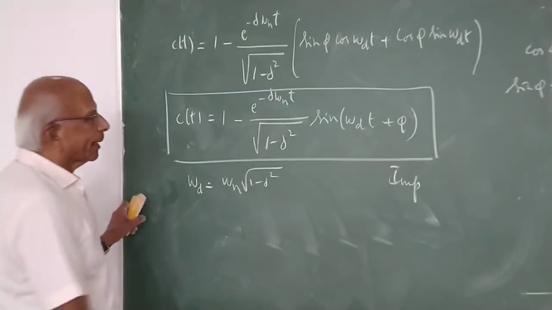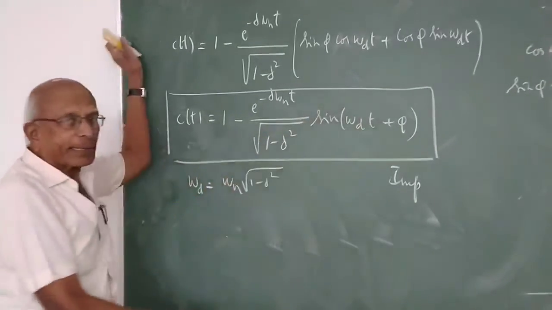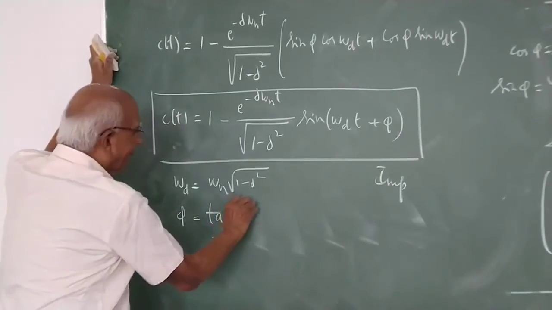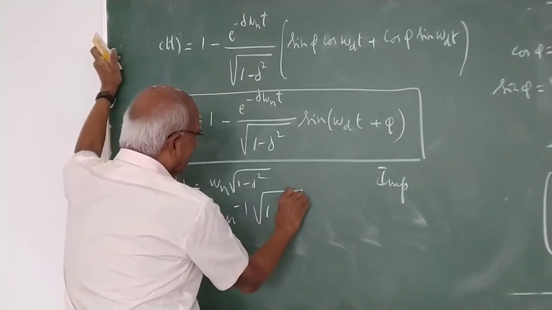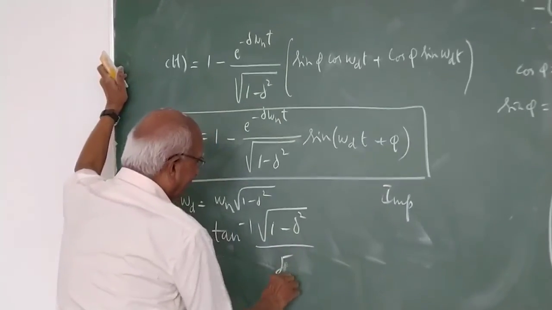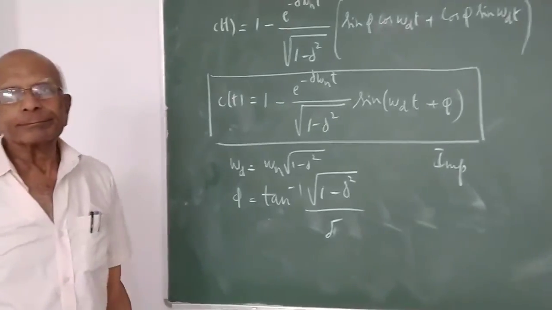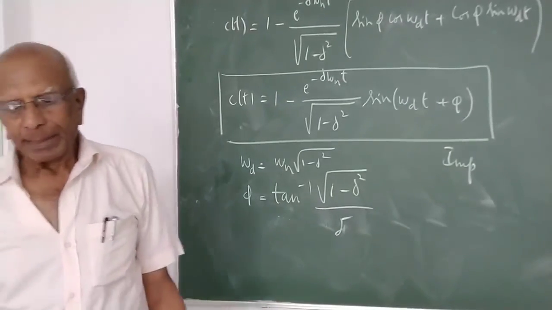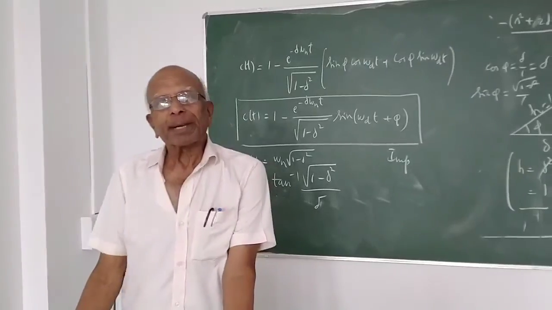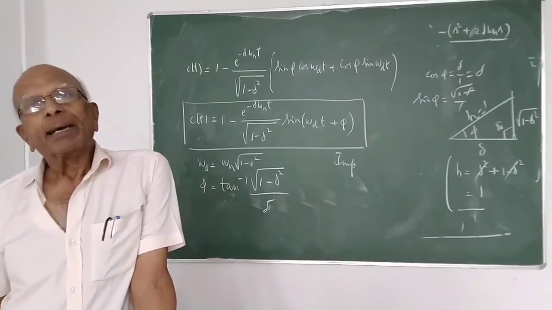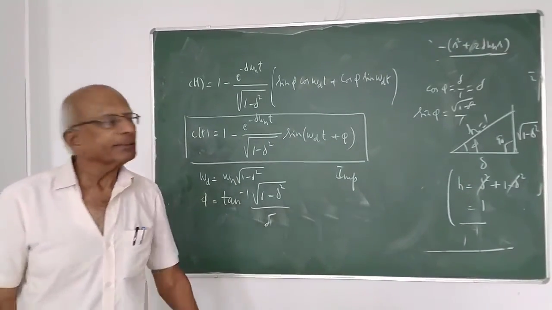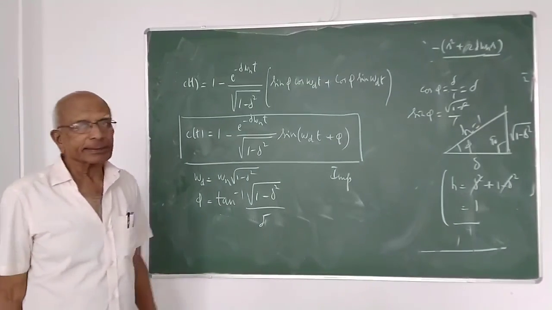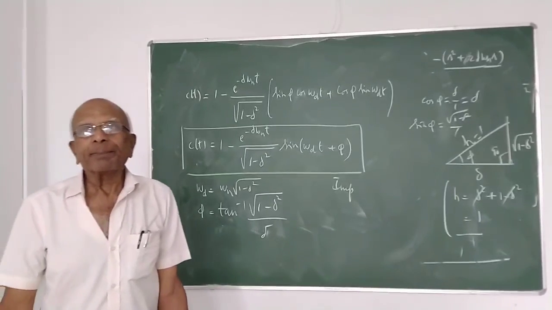In brief, what is phi? You take tan phi, but here, right? Phi is equal to tan inverse root of 1 minus delta squared by delta. This is the complete derivation for the mathematical part of the step response of second order system. It may come demanding, offering 6 marks or 8 marks in the exam. Very important derivation, please.